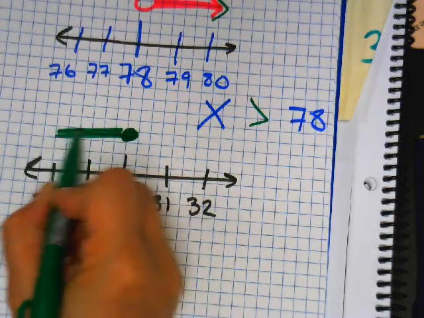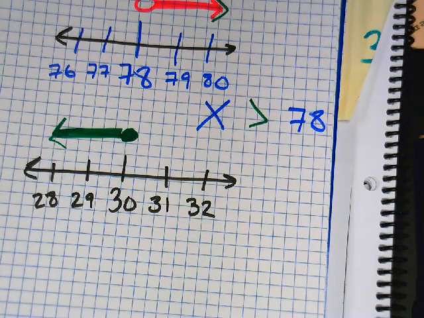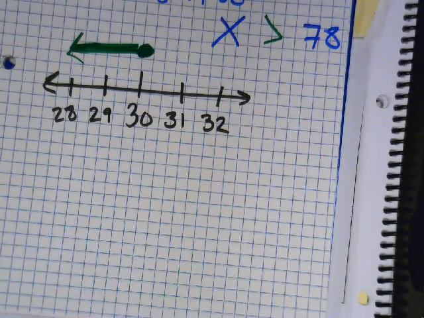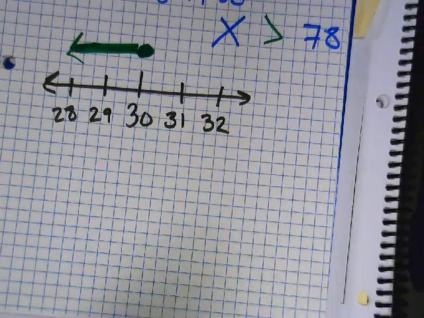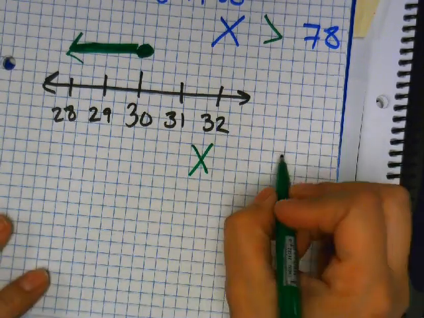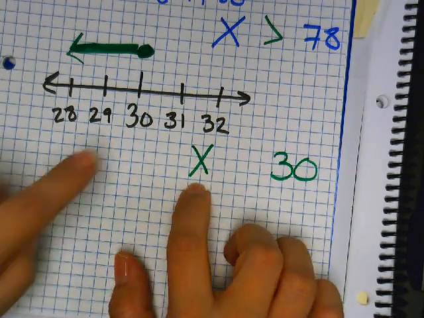Wait, Mr. Mendy, is it possible to get both? No. I think you asked me that yesterday, right? Yeah, you did. Okay. What are we always going to start with? X. Where is the circle on? 30. Okay. So you always start with X, and then you put the number.